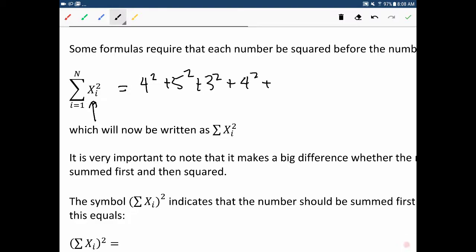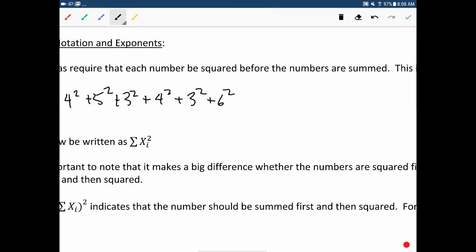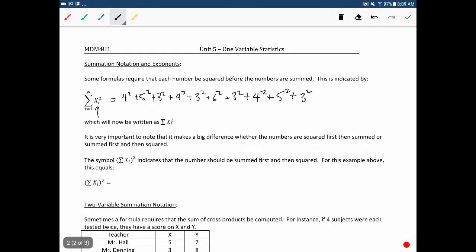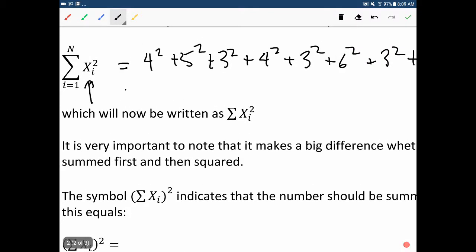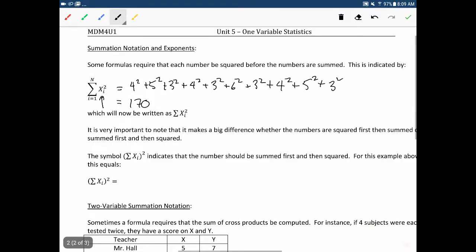I better write it all out this time because I'm actually going to have to do it here. 3 squared plus 6 squared plus 3 squared plus 4 squared plus 5 squared. Whoops, that's a cubed. Squared plus 3 squared. Okay, so you can see we're just taking every piece of data, and before we add it up, we're going to square it, all right? And so that'll give us 170, all right?